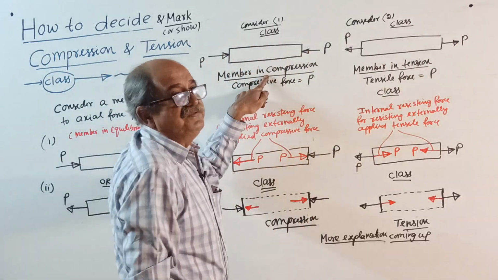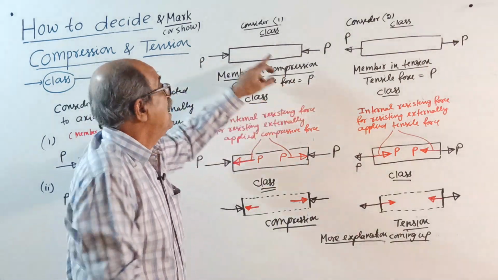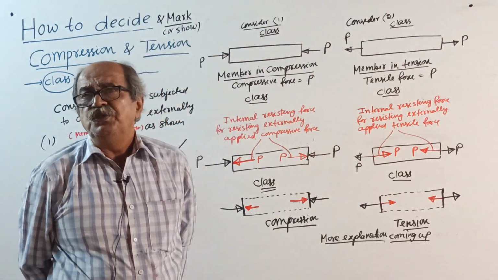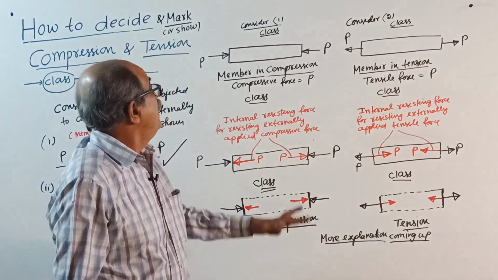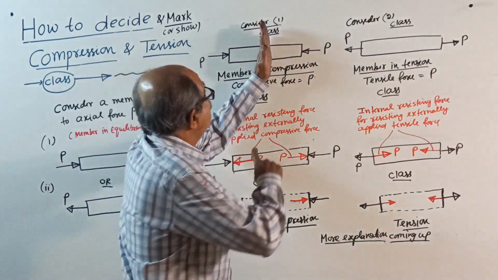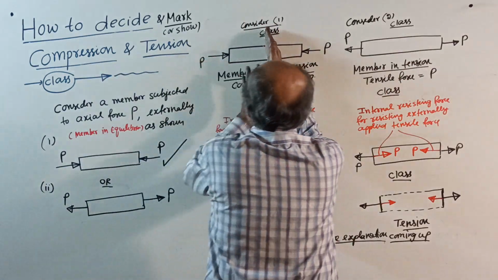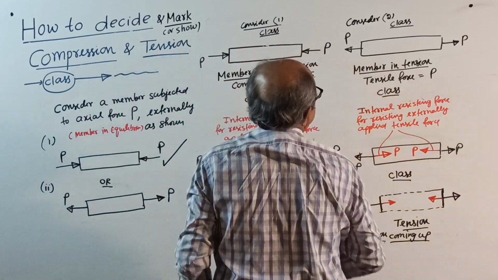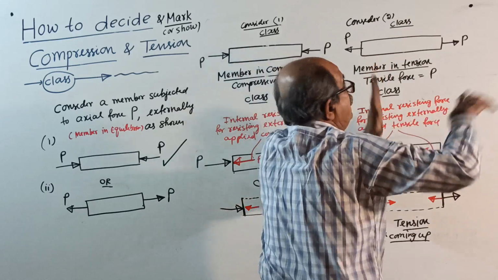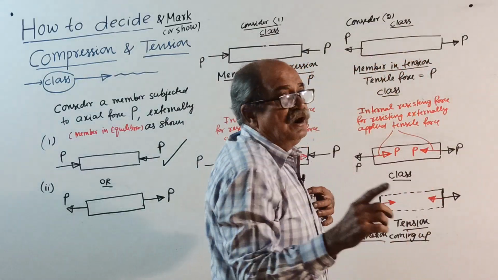This member is in compression. And compressive force equal to P. Don't tell P minus P like that. One more thing is there. When you decide section forces, wherever you want, you have to consider only one side. If I look this side, compression P. If I look this side, compression P. Later, if I look this side, tension P. If I look this side, tension P. You should look only one side.